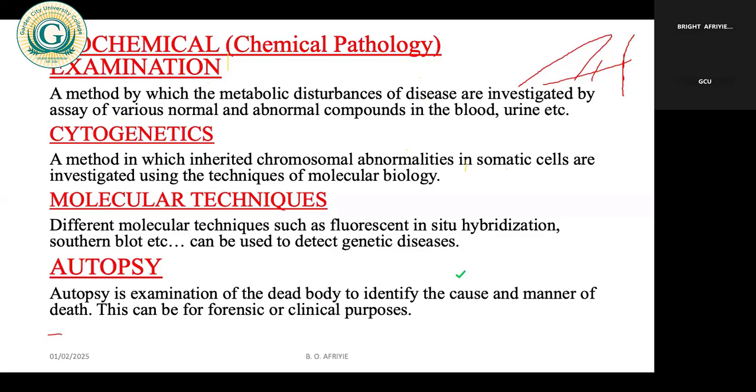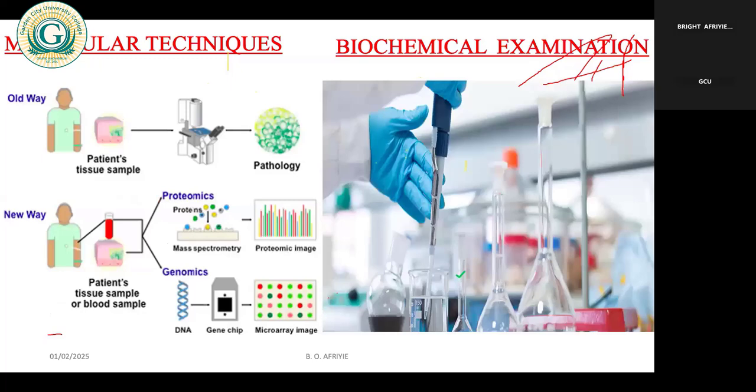And we have autopsy, which we can do for clinical purposes. A person dies and we want to know what killed the person, that is clinical purpose in the clinic. But if there are disputes as to who killed and what killed the person and it is brought to the court, then we are looking at autopsy for forensic purposes. So I have some pictures here. The old way is here, and now we have the new way here.